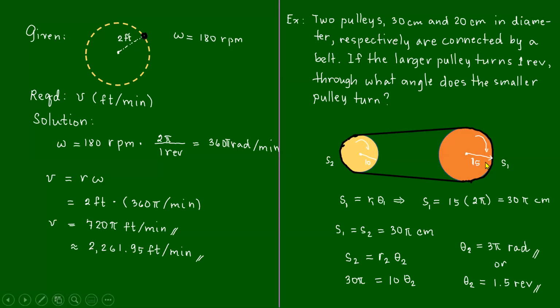So when the bigger circle moves 1 revolution, the smaller pulley rotates by how much angle? 1.5 revolutions.